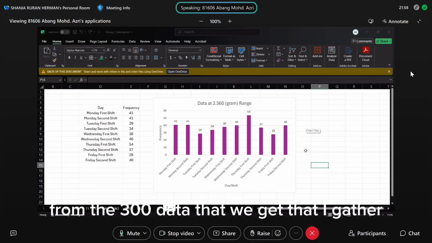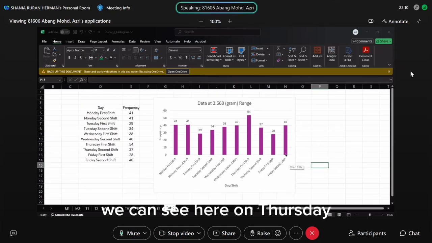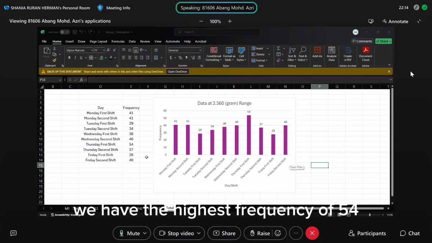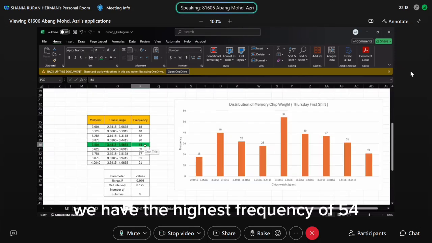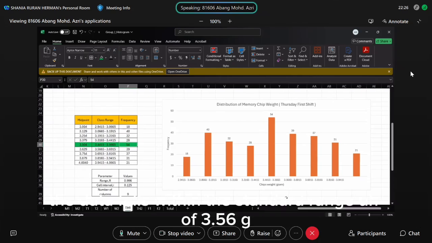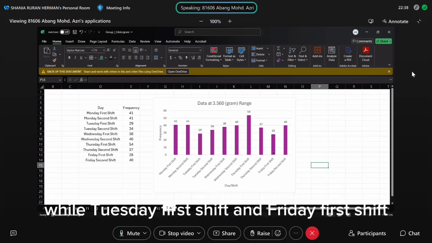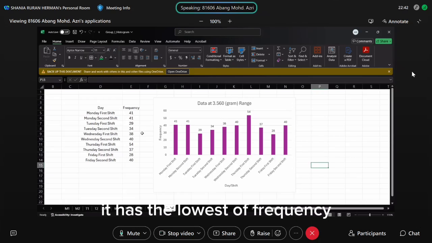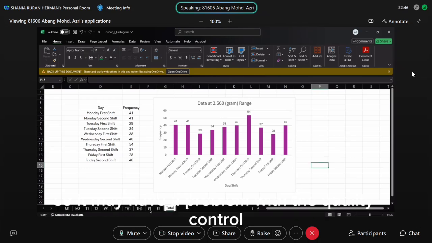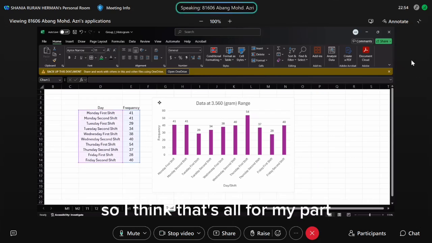From the 300 data that I gather, every shift from Monday to Friday, first and second shift. So this is the data that I gather. We can see here on Thursday we have the highest frequency of 54. This 54 frequency means that the data falls within the standard range of 3.56 gram. While Tuesday first shift and Friday first shift, it has the lowest frequency. So it may have a problem with the quality control. So I think that's all for my part.